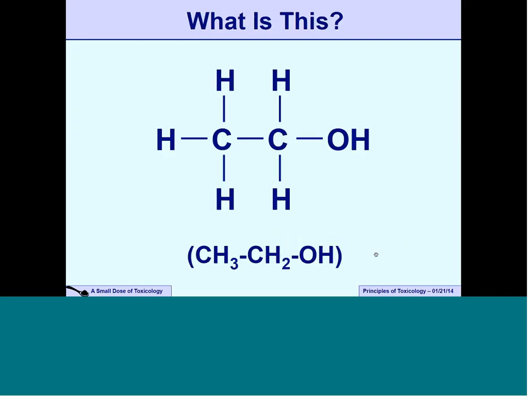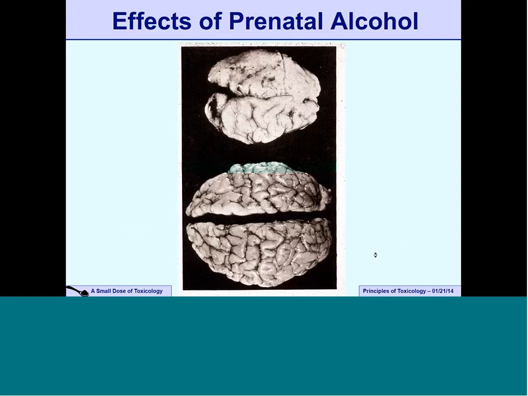This is alcohol, another really important compound, and it has wide consumption throughout society. Next slide. At the top is a slide of an infant that was exposed to alcohol in utero, and below is an infant that died in a car accident about the same period of time. So you can really see the massive consequences of alcohol consumption for the developing fetus. Next slide.